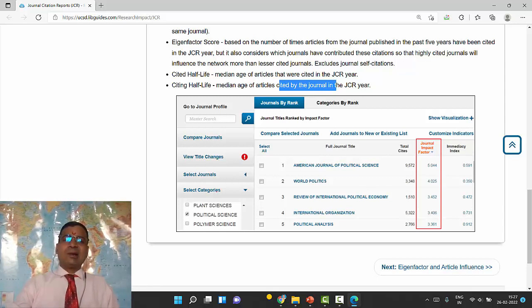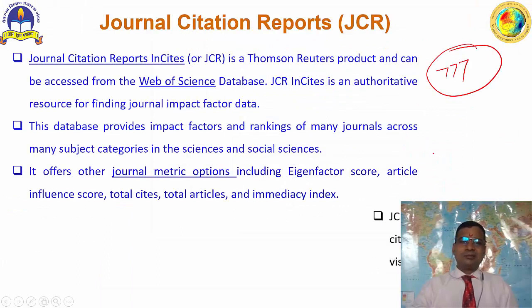Here you can see select category, that is subject has been selected here, political science, and concerning political science, these are the various journals, and these are the top 5 journals. For example, American Journal of Political Science, World Politics, then Review of International Political Economy, then International Organization, Political Analysis, etc. And in the area of political science, the highest impact factor is 5.044. Similarly, you can find out the impact factor of journals in the area of geography and sustainable development. Okay.